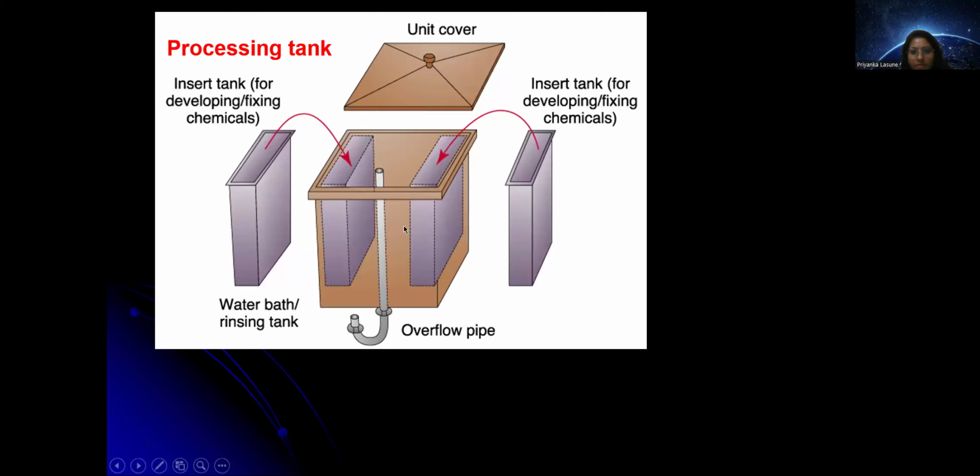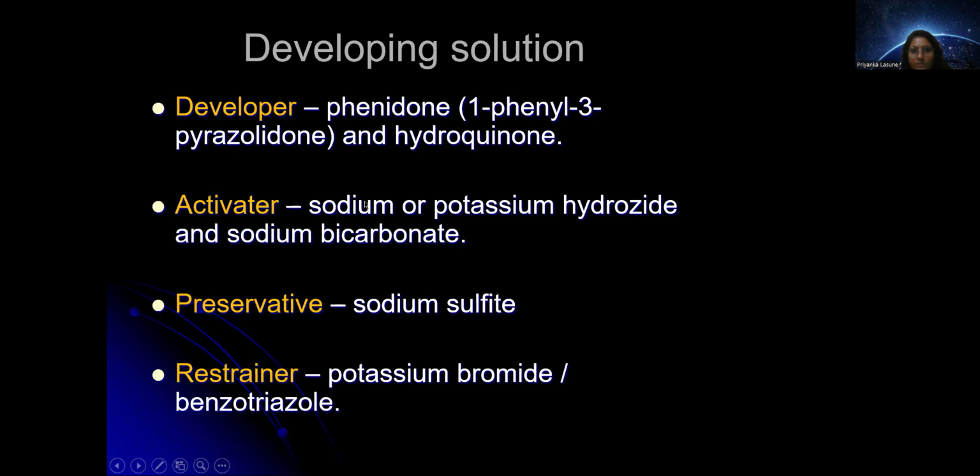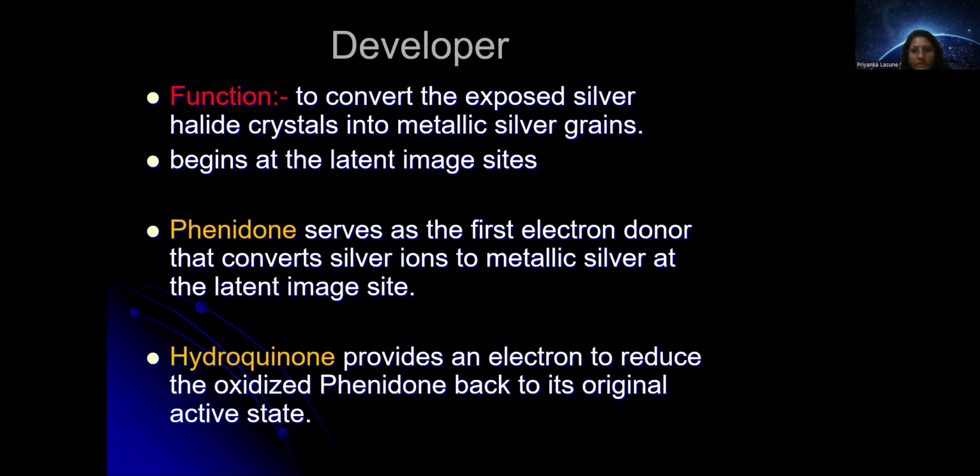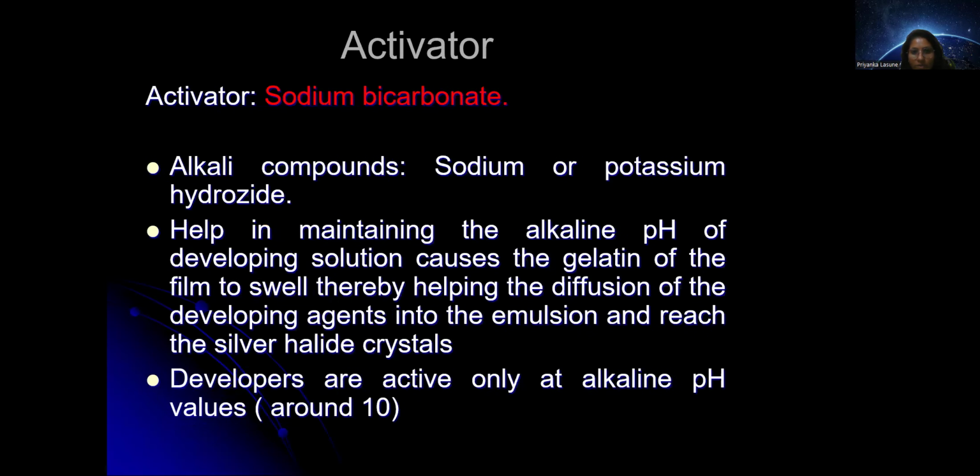So this is the master tank, which is present in the dark room. Coming to the developing solution: developer, activator, preservative, and restrainers are the developing solutions. Developer converts the exposed silver halide crystals into metallic silver and begins at the latent image. Phenidone itself is the first electron donor that converts the silver ions to metallic silver at the latent image. Hydroquinone provides the electron to reduce oxidized phenidone back to its original active state.